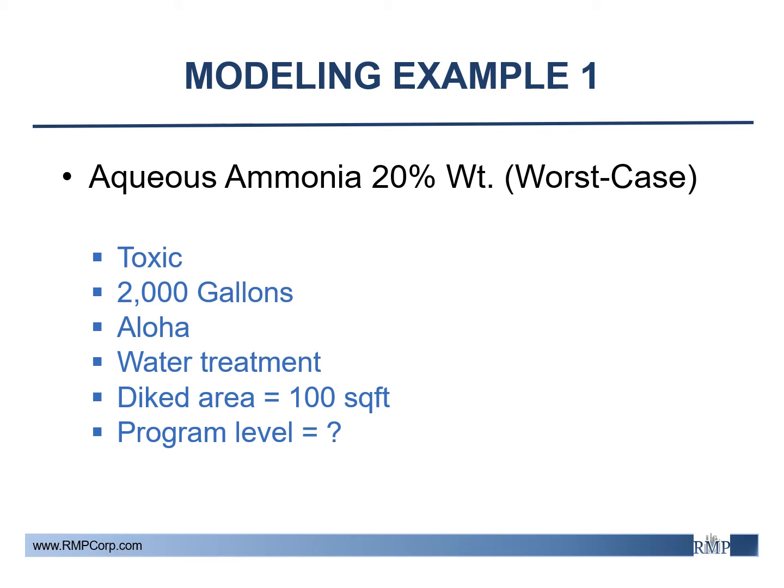Now I will provide the first modeling example. The solution is an aqueous ammonia 20% weight solution. The hazard is toxic. The amount of solution is 2,000 gallons. We will be modeling this on ALOHA for a water treatment plant. The container has a diked area of 100 square feet. Now to determine program level.